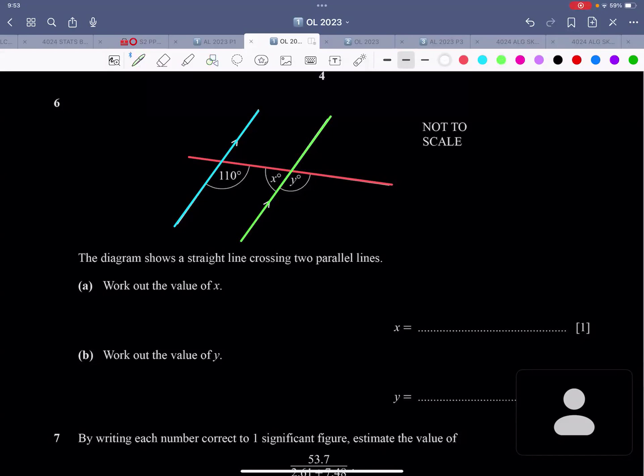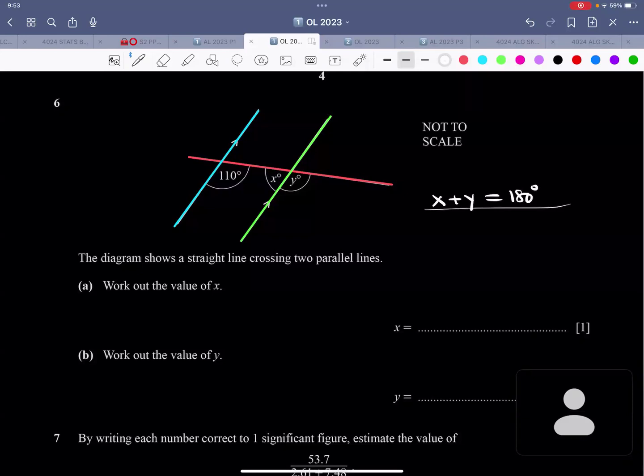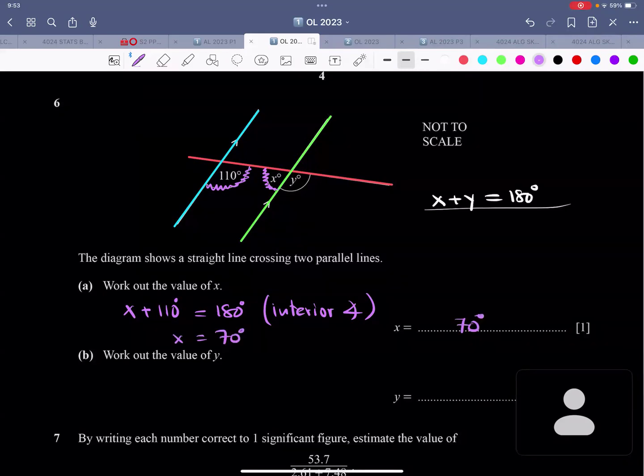So the very first thing is x plus y equals 180 degrees. This is what I observe because it's lying on the same line. The second thing that I observe is that 110 is obtuse, x is acute. So therefore, x plus 110 equals 180 degrees. I'm writing the reasoning. That is called interior angles between 2 parallel lines. Therefore, x is 70 degrees. Therefore, right over here, 70 degrees.